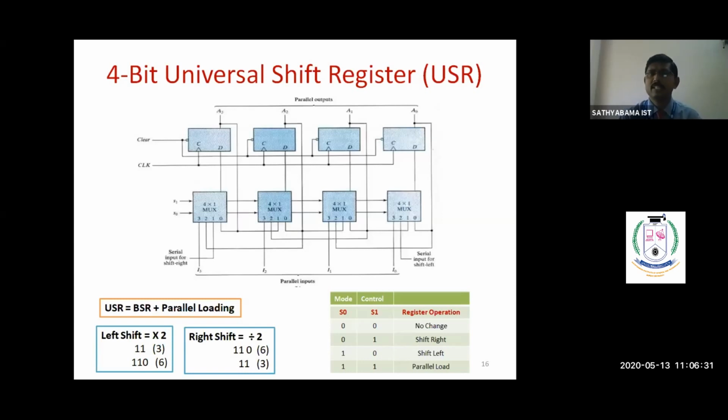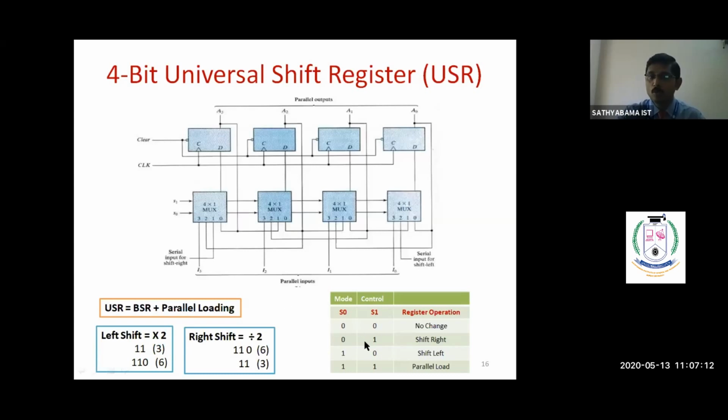In the case of the universal shift register, it is designed using D flip-flops and 4-to-1 multiplexers. Based on the select lines of the multiplexer, S0 and S1, the functionality of the universal shift register is decided. If it is 0-0, there is no change. That means the 0th bit value comes to the D flip-flop, the D flip-flop value comes out as output, and this value again comes to the D flip-flop. Therefore, the same value is continuously maintained in the circuit. So there is no change in the output. That is called 0-0 mode.